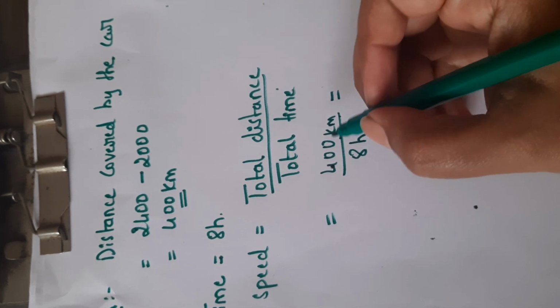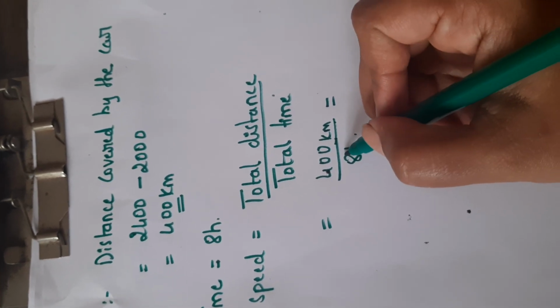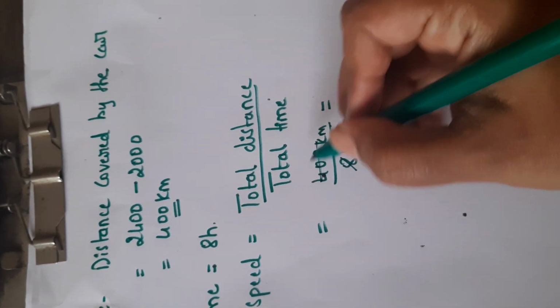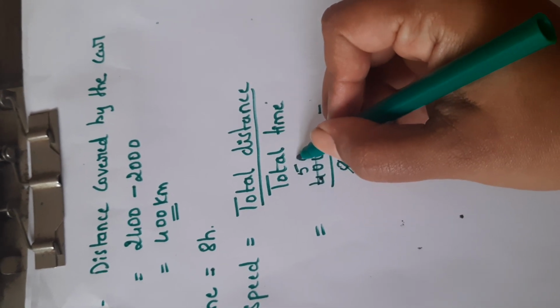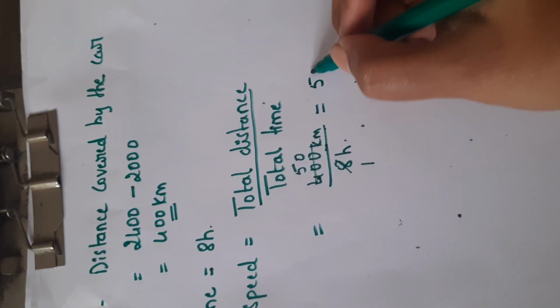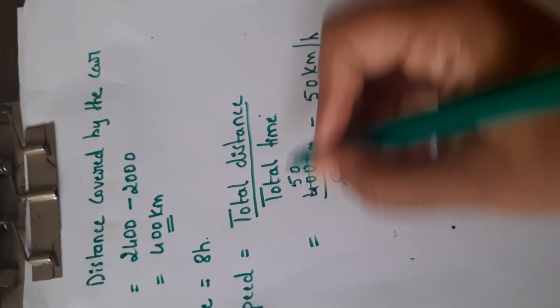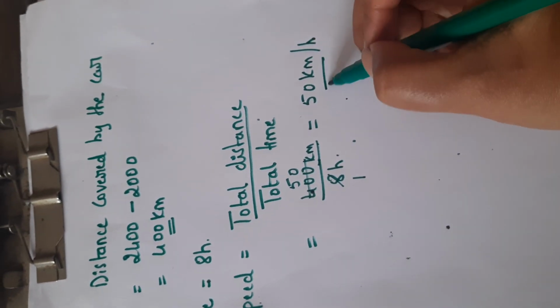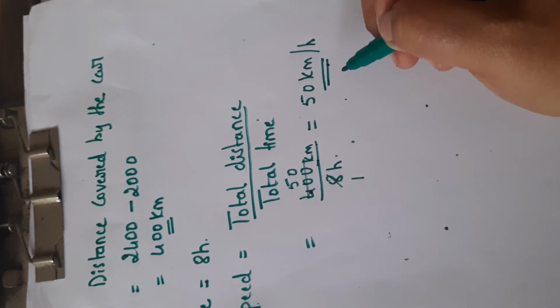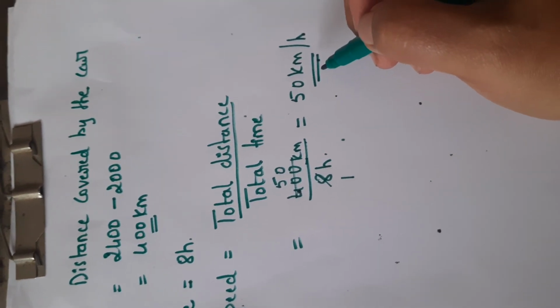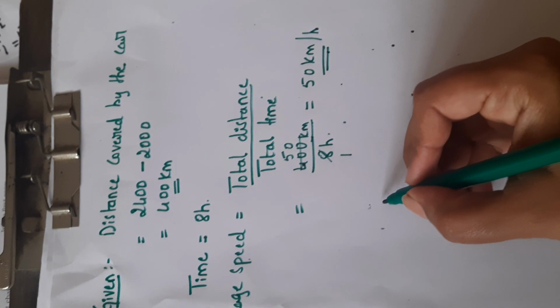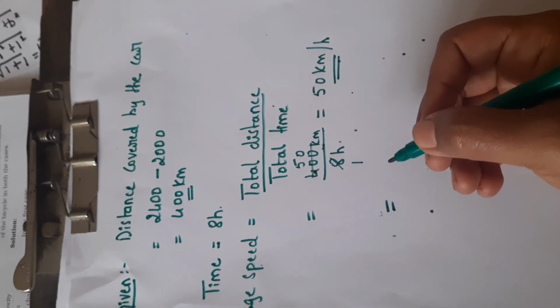400 divided by 8. What do you get? 8 ones are 8. 8 fives are 40. 0. That is 50 kilometer per hour. Average speed in terms of kilometer per hour, which they have asked, is 50 kilometer per hour. Now we need to find out the average speed in terms of meter per second as well.